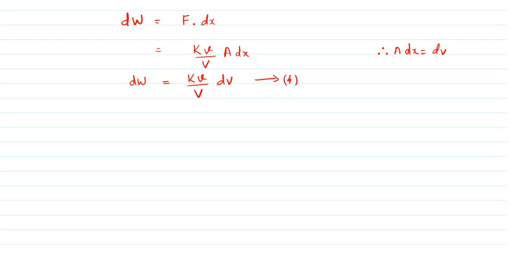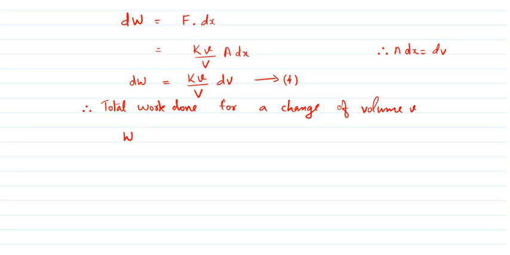Now we will find out the total work done for a change of volume small v. So therefore the total work done for a change of volume small v, we will obtain by taking the integration of equation 4.